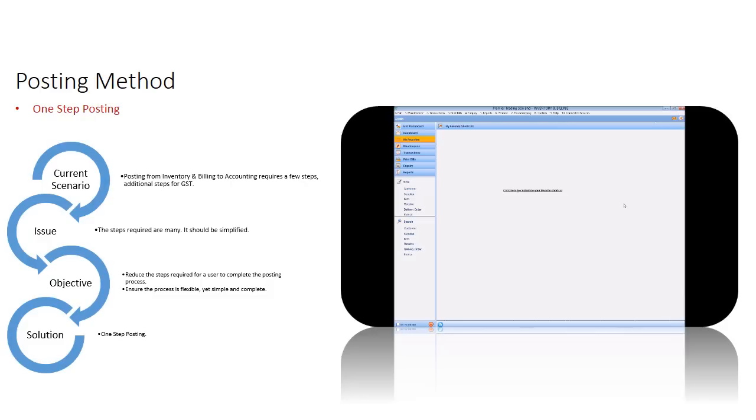One-step posting enables you to select all types of transactions and select the appropriate batch to post. It is able to create new batches automatically if required, and able to preview before you do the posting action. It's easy to do the one-step posting.